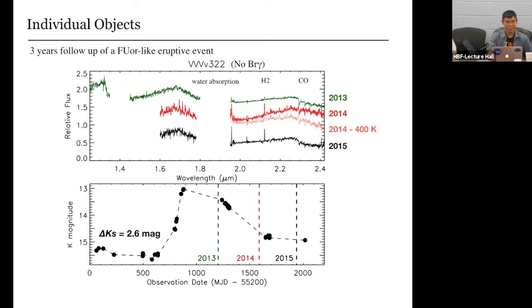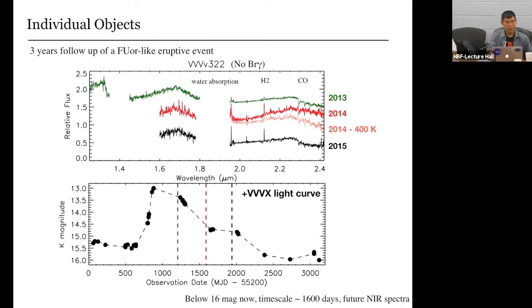So maybe in 2014, there is a little bit of warm outer disk or some structure that moves into the line of sight and creates this extra emission. And right now, we have VVX data.